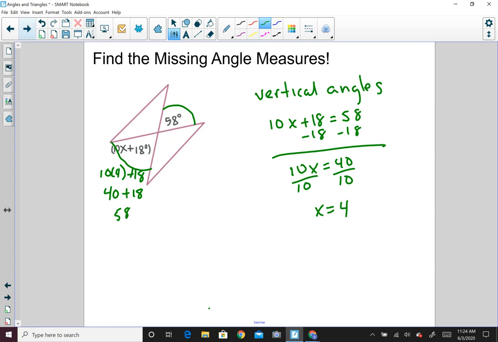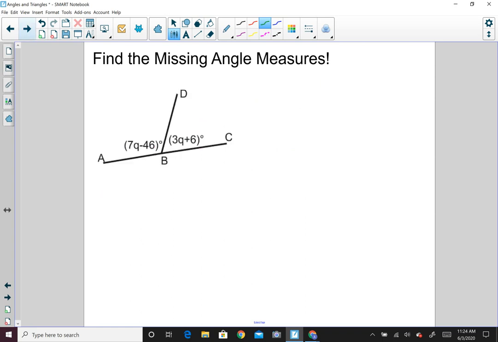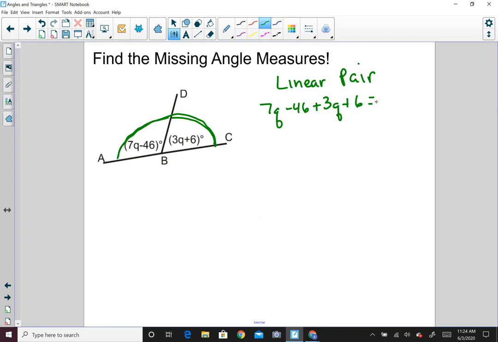All right, let's try another one. Okay, got to look at this picture. If I mark this angle and then I mark this angle, oh, look, they connect up, don't they? They connect to each other and I don't have to cross over anything to get there. So I know that's a linear pair. I know linear pairs make 180. So I have 7q minus 46 plus 3q plus 6 equals 180.